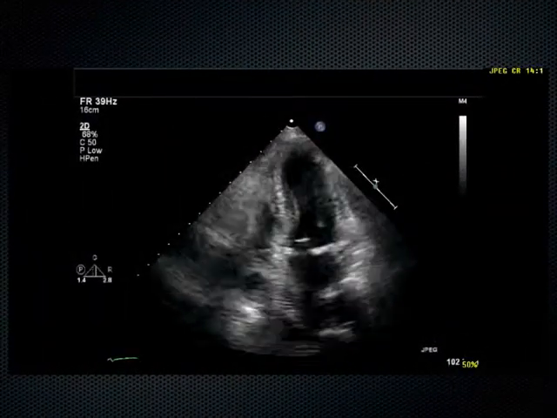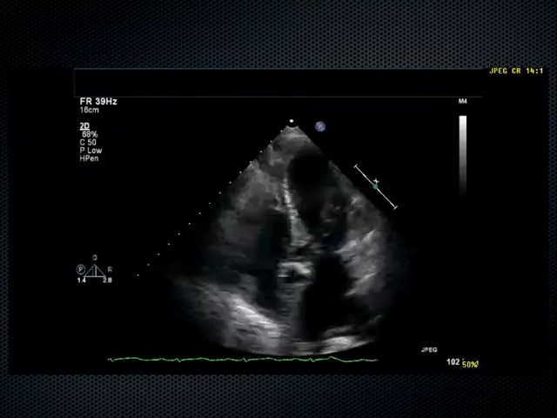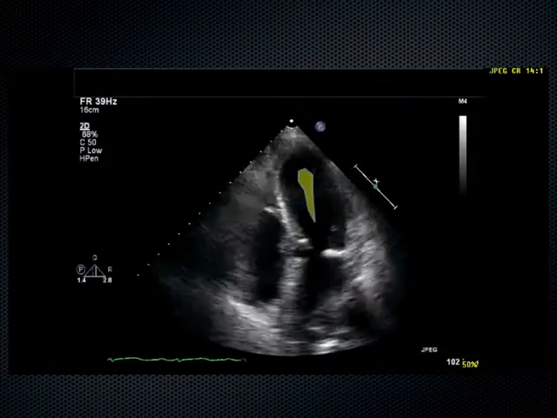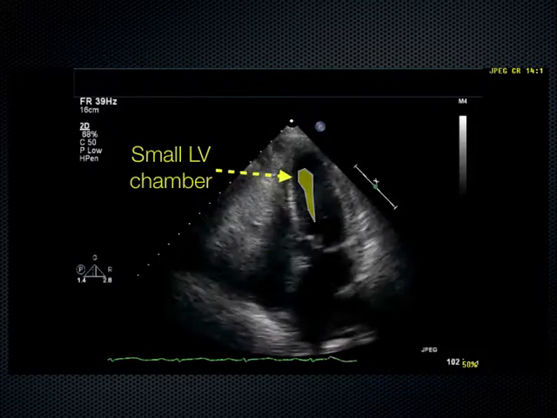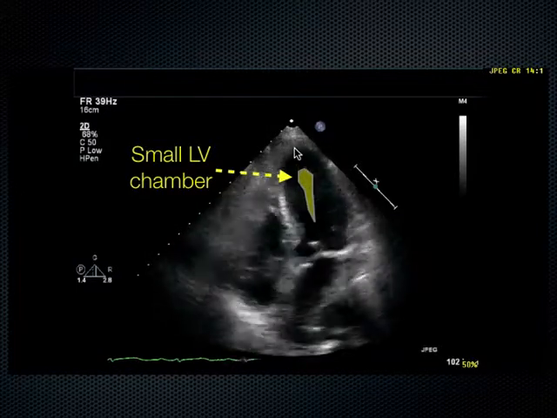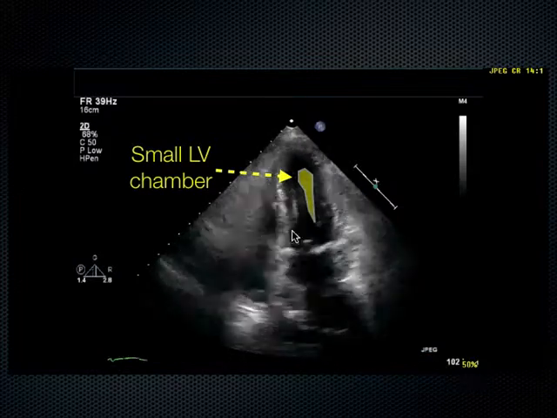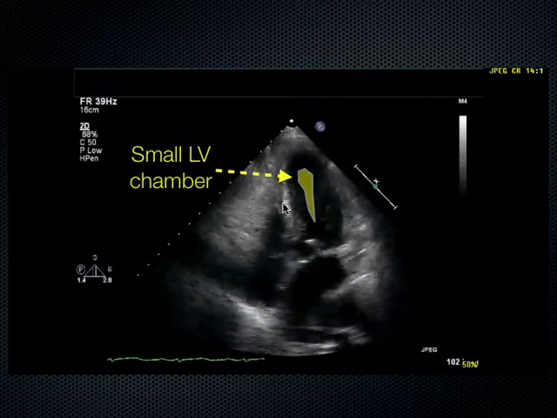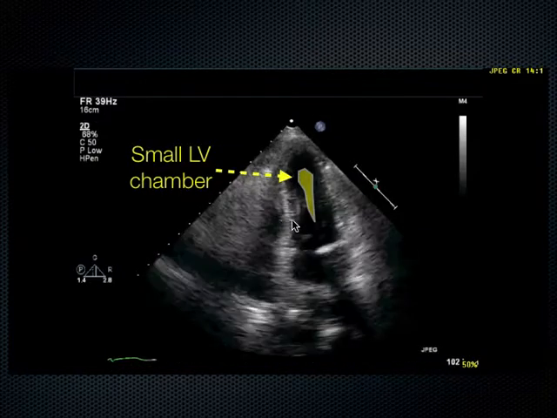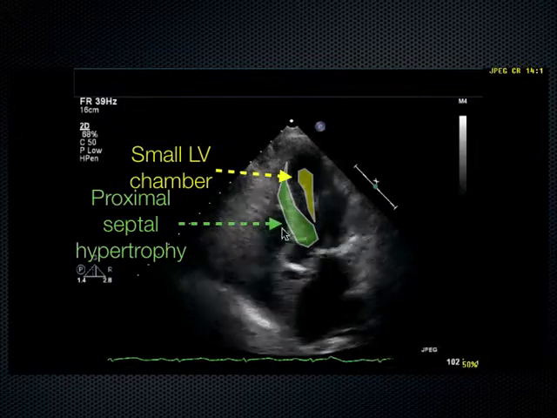And in these situations, we really need to look at the heart to find out what the heck is going on. And so in this case, we can see that the patient's got a very small left ventricular chamber. In fact, the walls are coming in and essentially kissing themselves. And this is what's known as a hyperdynamic heart. And we can also see that the septum of the heart is right here, and it's got a lot of hypertrophy to it. We can see that it's definitely more than the 1.2 centimeters.